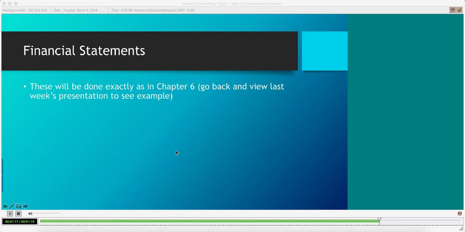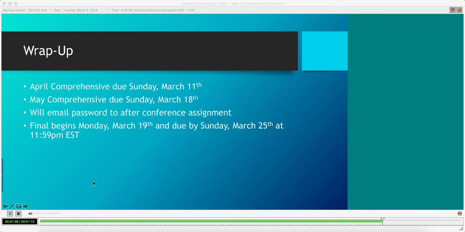Financial statements. Everything is exactly like it is in chapter 6. No surprises. So you can definitely look at pages 197 to 199 if you get stuck on the formatting of any of the financial statements. Nothing new, no surprises, which at this point in the course, you really do not need any surprises.